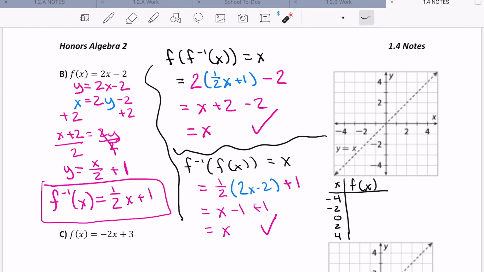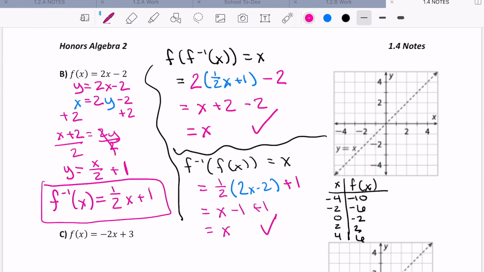You're going to substitute -4. 2 times -4 is -8. Minus 2 is -10. -2 times 2 is -4. Minus 2 is -6. 0 times 2 is 0. Minus 2 is -2. Positive 2 times 2 is 4. Minus 2 is +2. And 4 times 2 is 8. Minus 2 is 6. Okay, let's go ahead and plot those points.